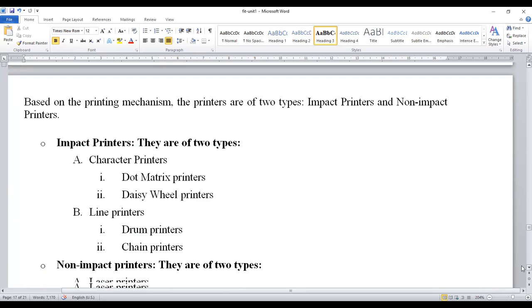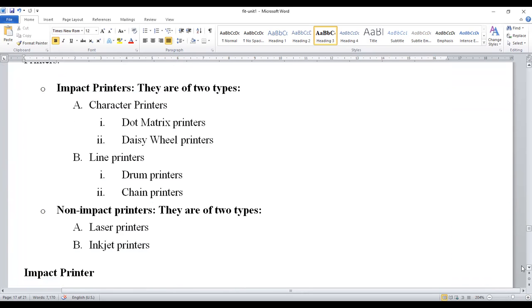So printers are of two types: impact printers and non-impact printers. What are impact printers? There are two types, character printers and line printers. In character printers, there are again two technologies, dot matrix printer and daisy wheel printer. In line printers, we have drum printers and chain printers. Non-impact printers are of two types, laser printers and inkjet printers.